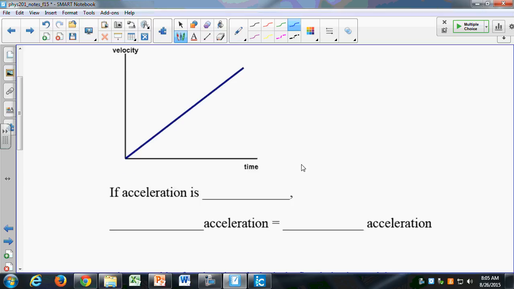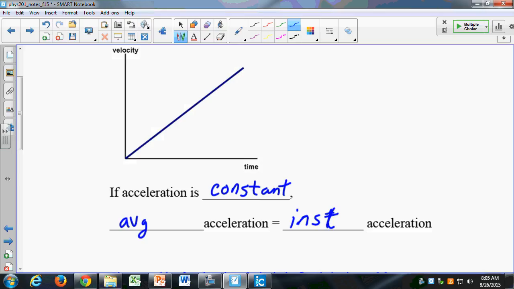I've already said this, but if the acceleration is constant, which is what we'll deal with, the average acceleration will always equal the instantaneous acceleration.